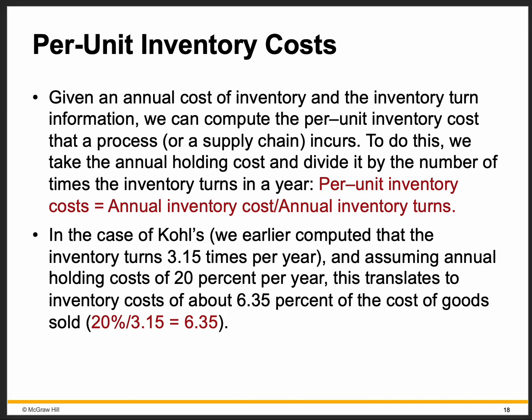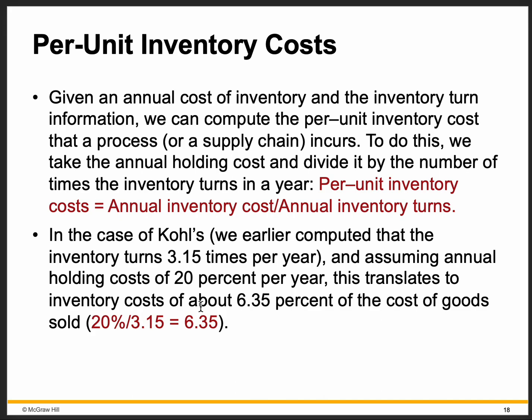So let's say that we calculated that Kohl's inventory turns is 3.15, and their holding cost is 20% per year. Then the inventory cost per unit will be this 20% divided by their inventory turns. Now, the actual number that we calculated for inventory turns was 4. So it'll be 20 divided by 4, which is 5% of the cost of goods sold. So that's the cost per unit. What is the cost per unit? It's about 5% of the cost of goods sold.